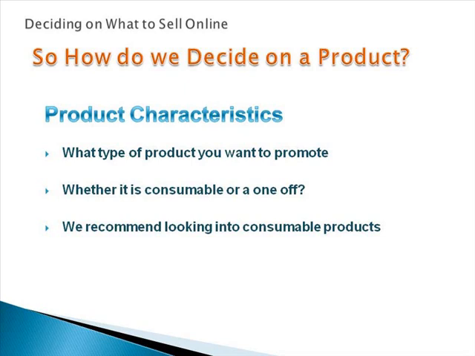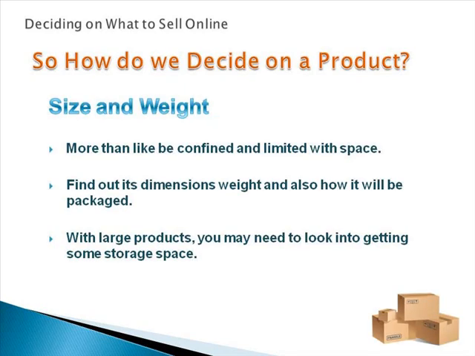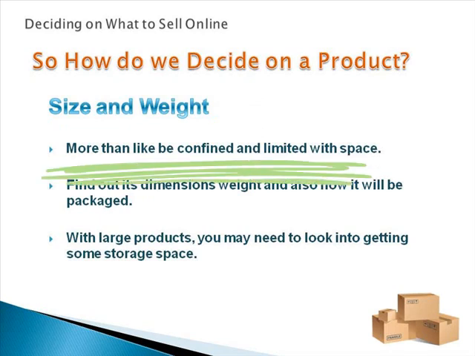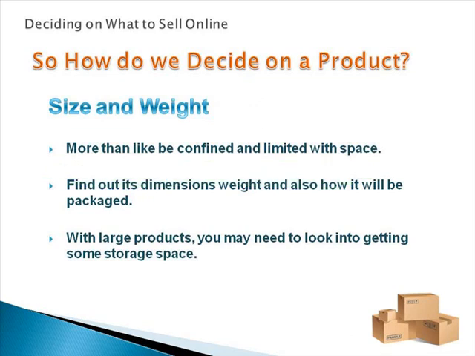The fourth step in the 6-step process to deciding on a product is size and weight. When starting an online business from your home or office, you more than likely will be confined and limited to space. Therefore, when deciding on a product, apart from being popular, it also needs to be well-sized and not too heavy. This is crucial in setting up a comfortable and manageable online business. Once you locate your ideal product, find out its dimensions, weight, and also how it will be packaged to determine just what quantity you will be able to store at your location.